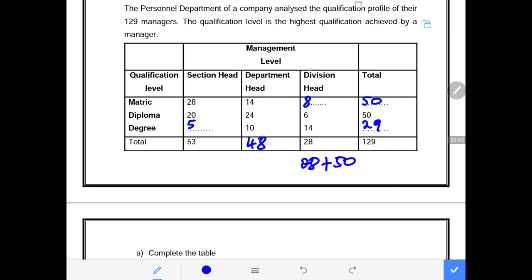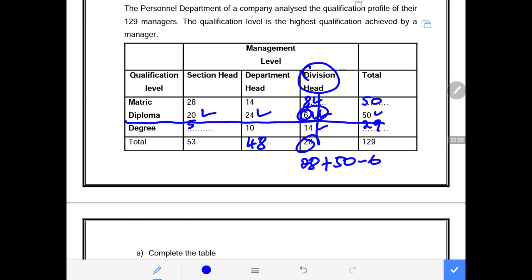Now, if you can see, when we went down here calculating this 28, we used the number 6. It was 8 plus 6 plus 14. When we crossed here, we said 20 plus 28 plus 6 plus 50, meaning the number 6 is duplicated. So now we need to say minus 6 in this case. All divide by 129, the total population.